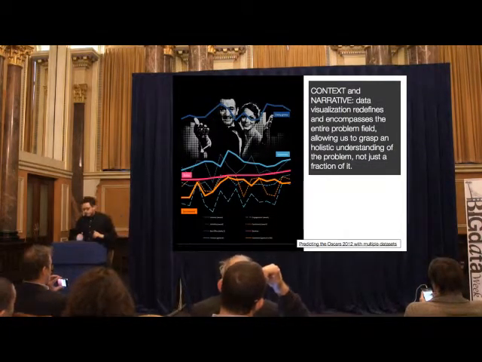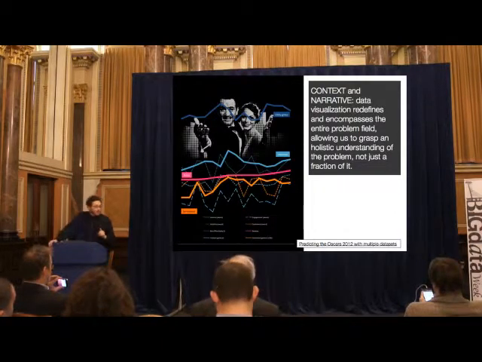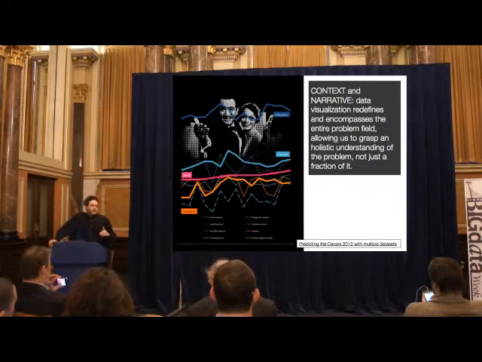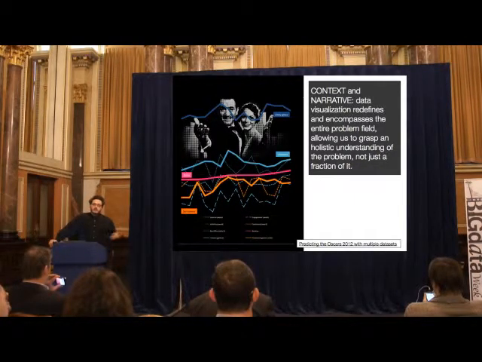One of the final reasons why data visualization really helps dealing with data in new ways is adding context. One of the key points of good data visualization is that they allow us to redefine the entire problem field, and they give us a holistic view of what the problem field is. They're not giving us just the data. And by giving us the context of the data that we're looking at, they give us narratives.